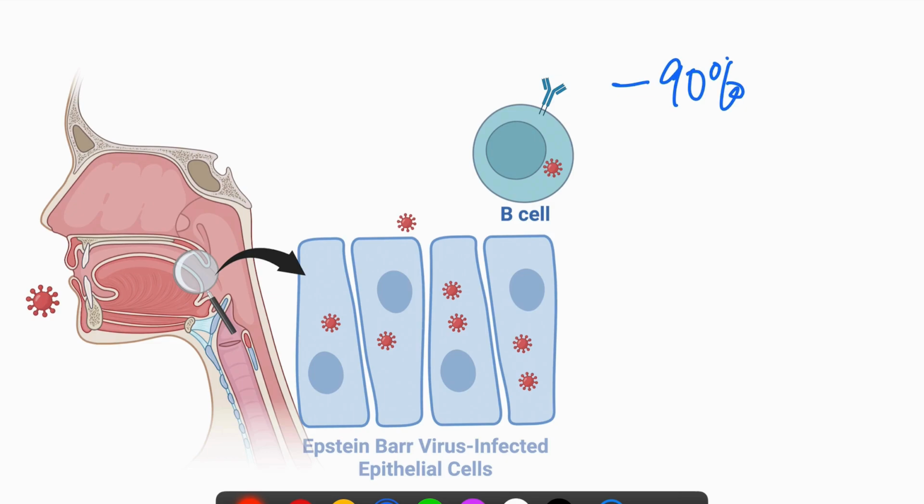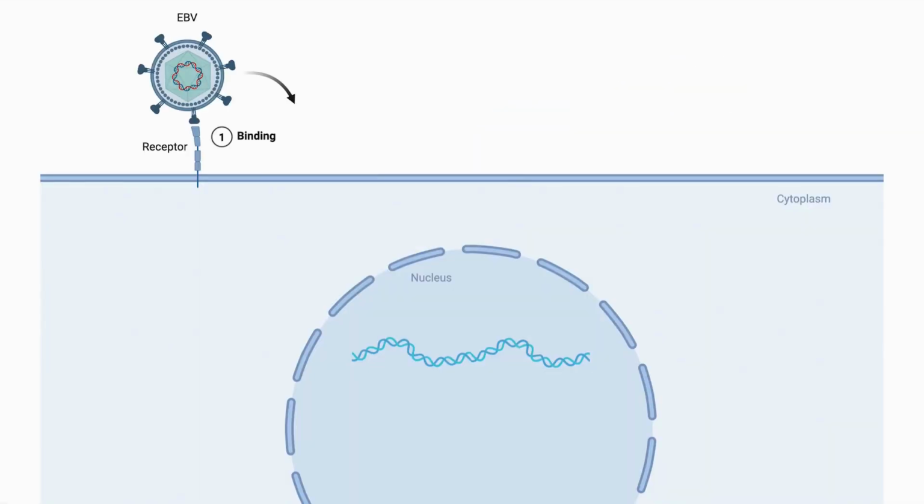But the majority of these individuals that are infected develop an asymptomatic infection, so they don't even realize that they're currently infected with EBV. And then a subset of this 90% will develop a symptomatic infection called infectious mononucleosis. And once you're infected with the Epstein-Barr virus, you are infected for life. Now let's take a closer look at the Epstein-Barr virus life cycle, because it's a little bit different from other viruses such as SARS-CoV-2.